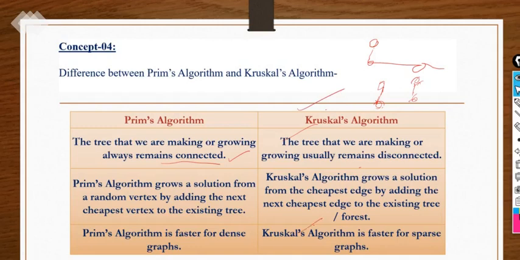It is faster because we are working on a sparse graph. If we use a sparse graph with Kruskal's algorithm, it will practically show the faster result. But in the dense case, Prim's algorithm will give you the faster result. So these are some differences between Prim's and Kruskal's algorithm.